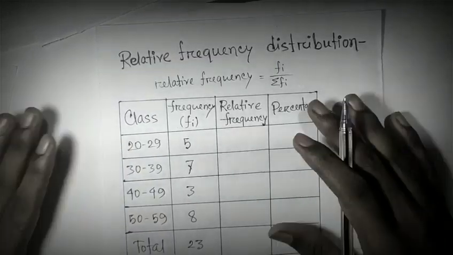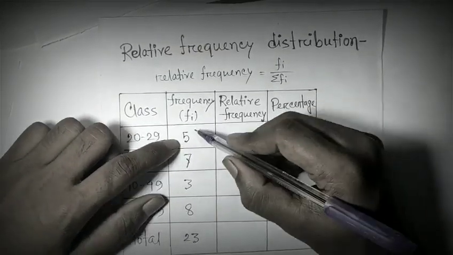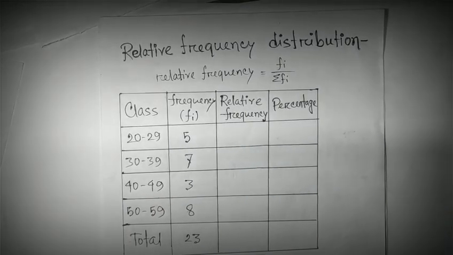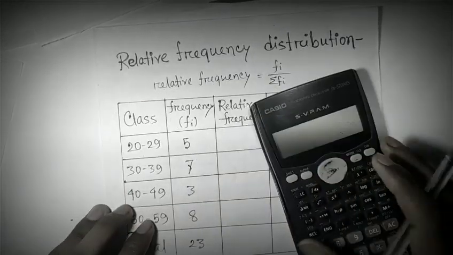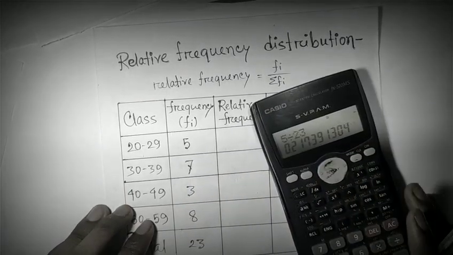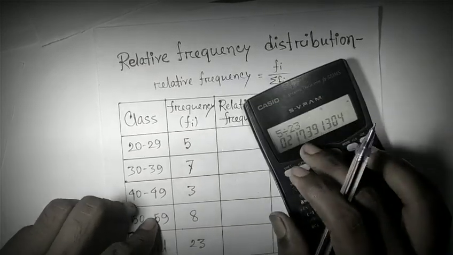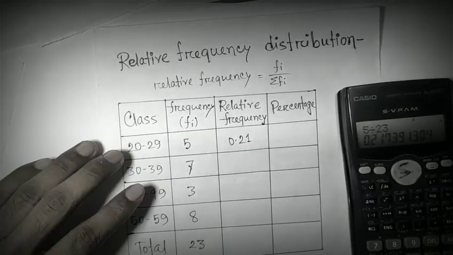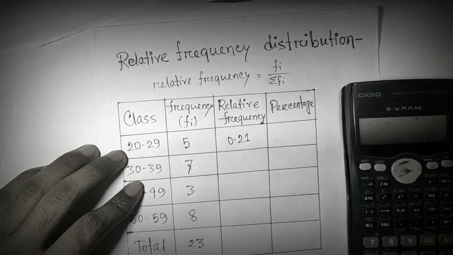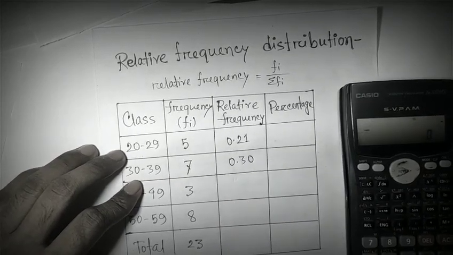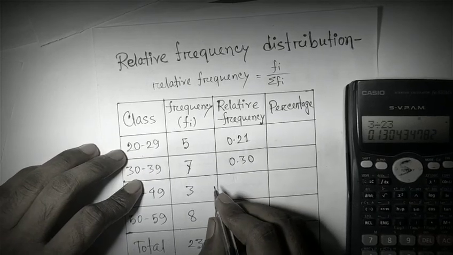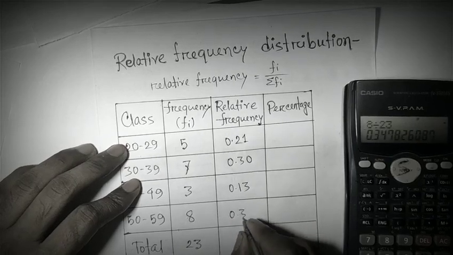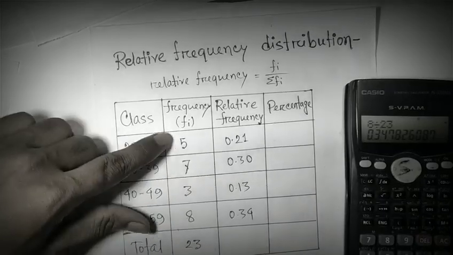So if we want to find the relative frequency of 5, we have to divide 5 by 23. Using a calculator, we can find this easily. 5 divided by 23 is equal to 0.21. So here you can see the result is 0.21. Let us write it down here. By doing this process continuously, we get 7 by 23 equals 0.30, 3 divided by 23 equals 0.13, and 8 divided by 23 equals 0.34. And these are the relative frequencies of the individual frequencies.